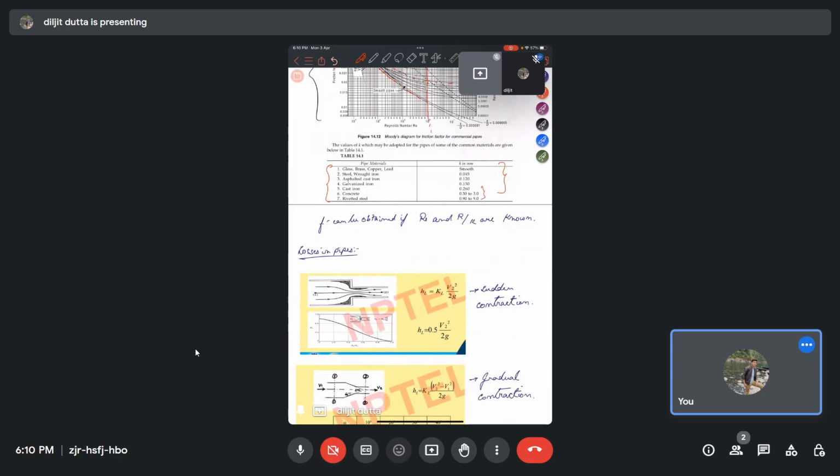Okay, so this was all about Moody's diagram. You just need to remember 3 main things. First thing is, what is the use of Moody's diagram? The use of Moody's diagram is to get the value of friction factor for smooth and rough pipes and for different materials, as this is already prepared for all the different types of materials.